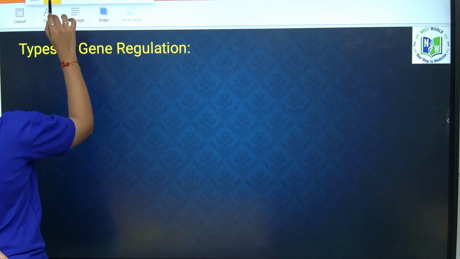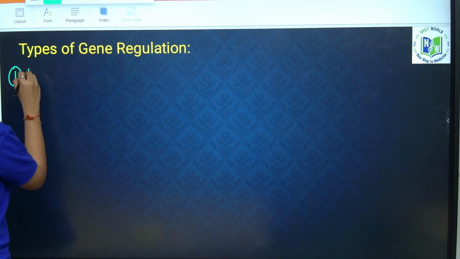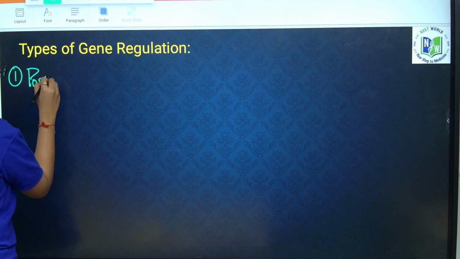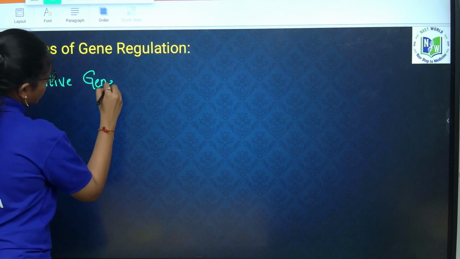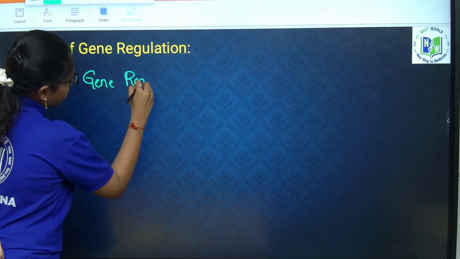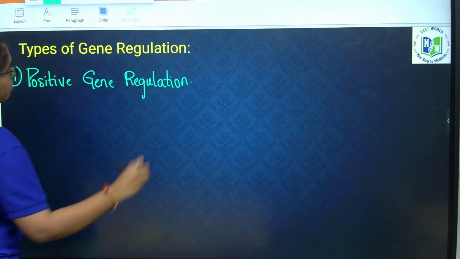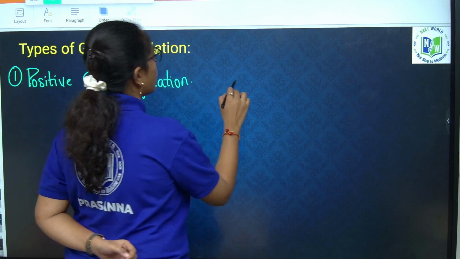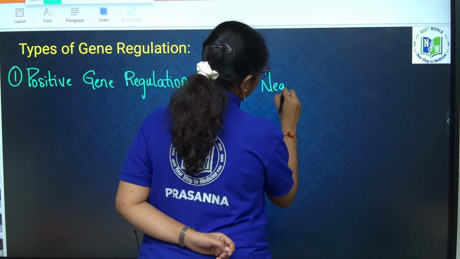One is positive gene regulation. And the second one is negative gene regulation. Second one is what, beta? Negative gene regulation.